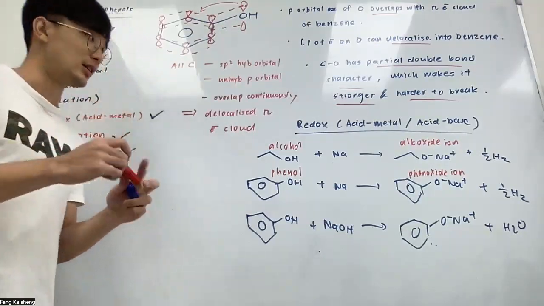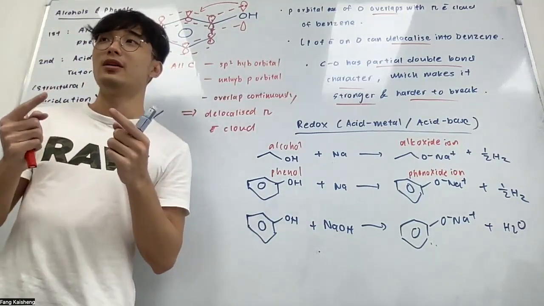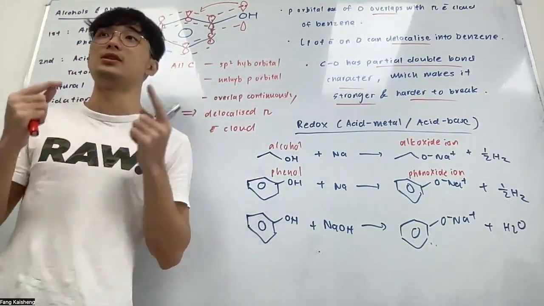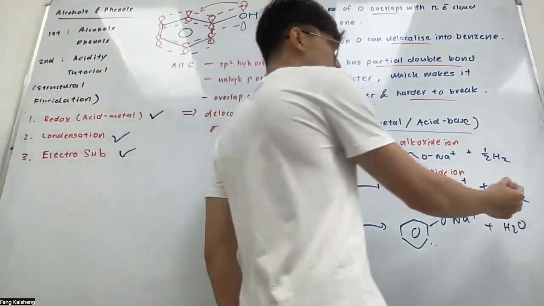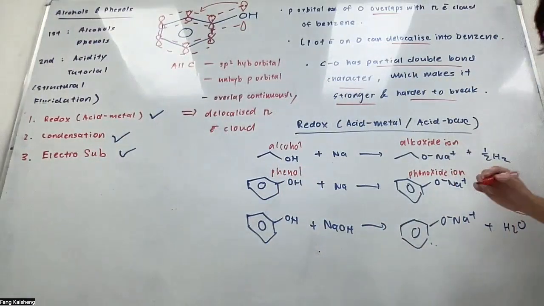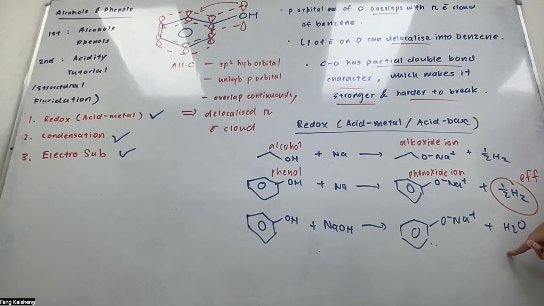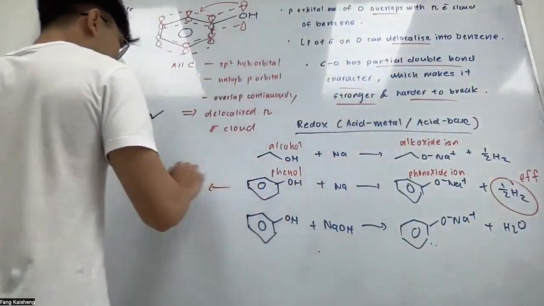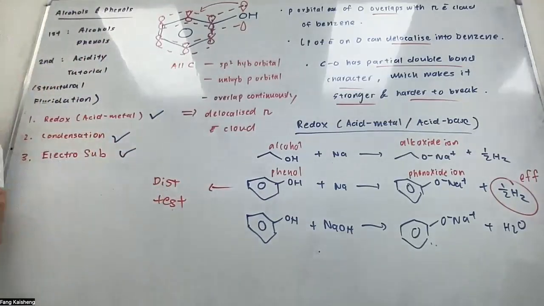For a distinguishing test, you must be able to see something happening, right? Which one has a visible observation? Because you produce this, what do you see? Effervescence. Don't choose the other one. I know the reaction is successful, but you don't see water and there's no observation. Everything just happens, it's invisible. So let's take note: use sodium as the distinguishing test.